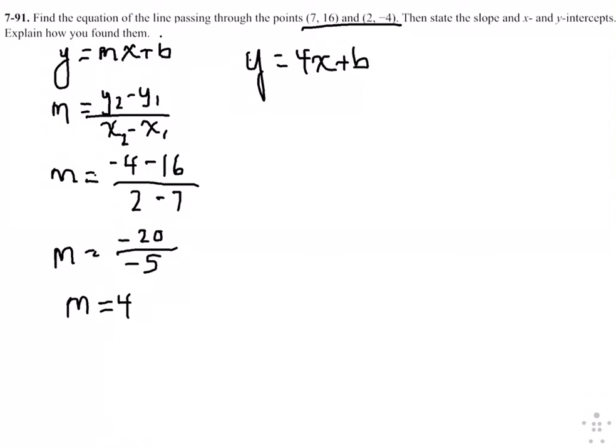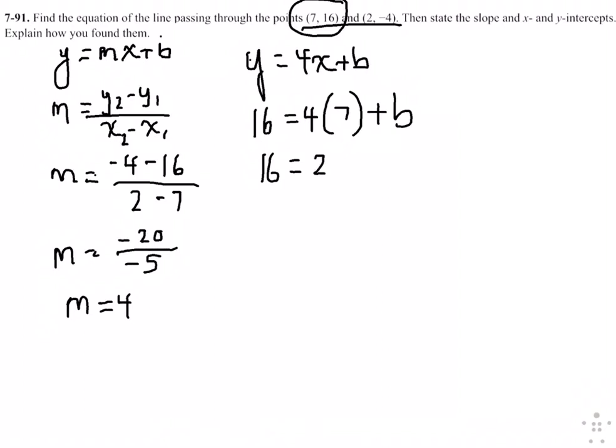And now I can take one of the points and substitute in for x and y and find b. So it doesn't really matter which one. We'll take the 7, 16. So 16 is y, so I'll substitute that in. 16 equals 4 times x is 7 plus b, right? So 16 equals 28 plus b.